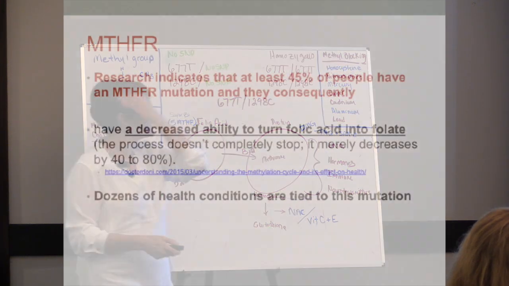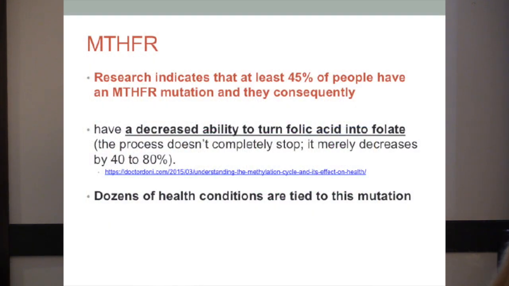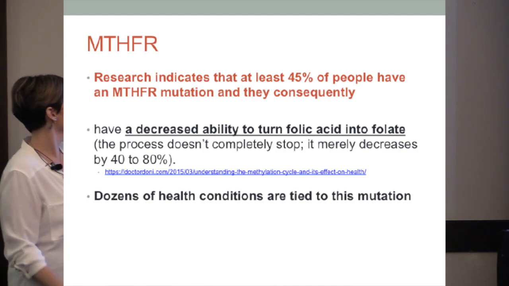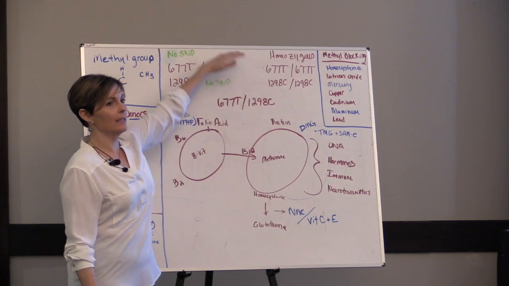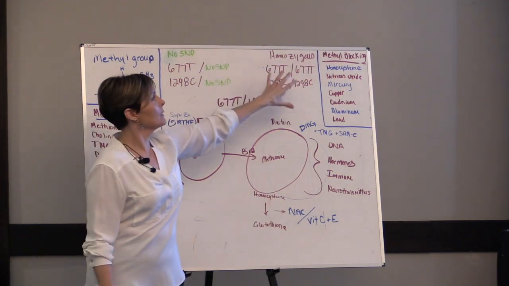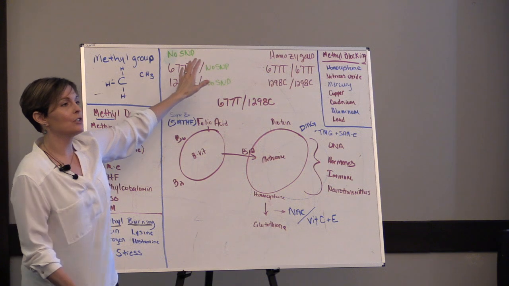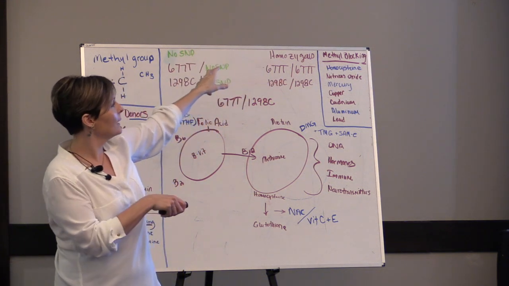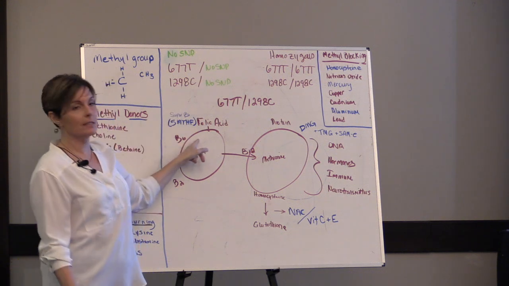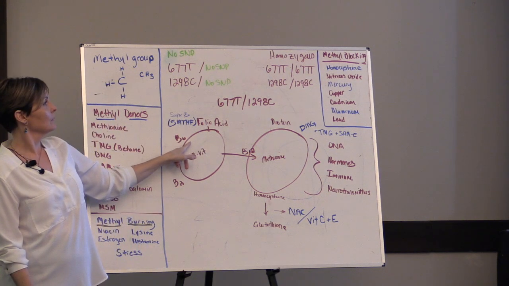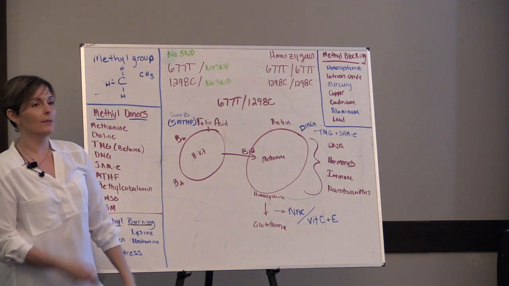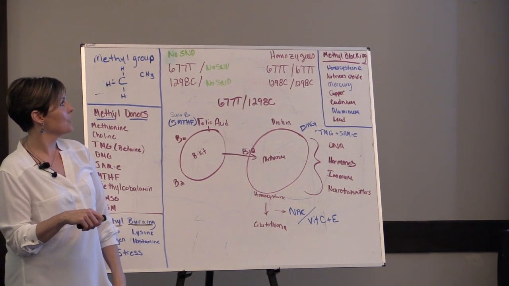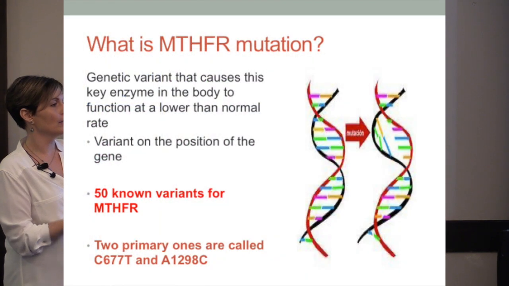Research indicates that 45% of people have some sort of MTHFR mutation. This is the inability or decreased ability to turn folic acid to folate, which starts this cycle, and dozens of health conditions result. So again, 50 known variations, two primary that we're going to focus on.